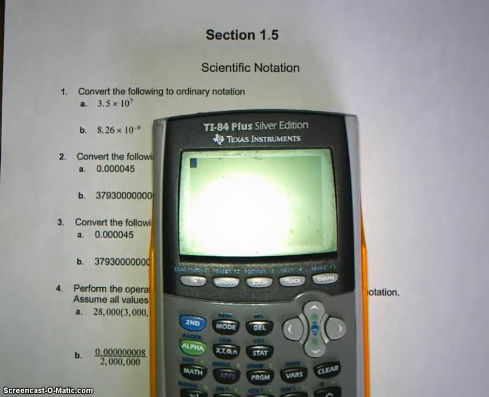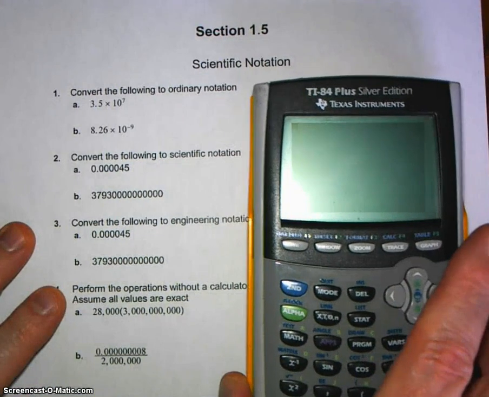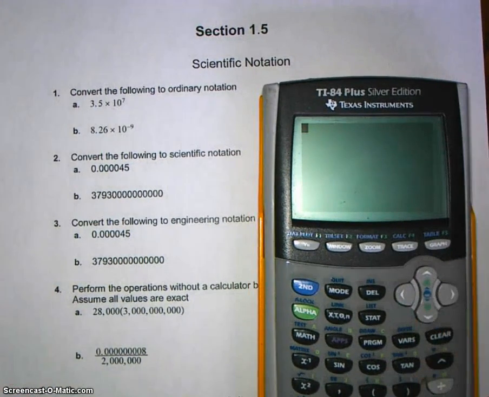In section 1.5, we're going to talk about scientific notation. Again, I would be very surprised if this is something you haven't seen before, so this will be a short one today, I think. Scientific notation is a common way that we write really, really big numbers and really, really little numbers. And it has everything to do with multiplying and dividing by powers of 10.